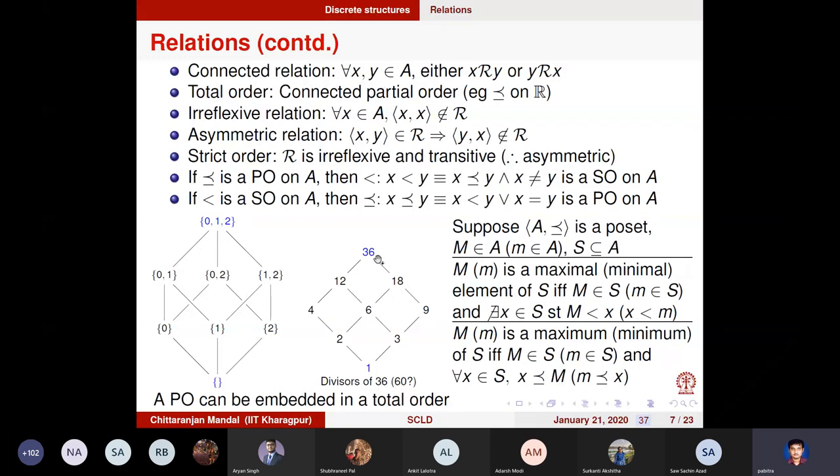So this is the partial order set. This is the partial order Hasse diagram. Again, look here, the transitivity is there. 2 divides 36, 3 divides 36, and so on. So you can draw these kinds of diagrams.